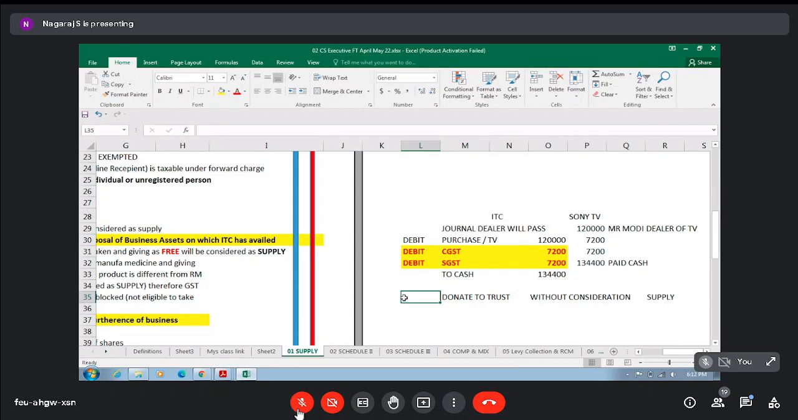Your sibling will be running one trust. Understand the logic here: why has the government put this provision? Your sibling, or your friend, I will take, one of your friends is running a trust.